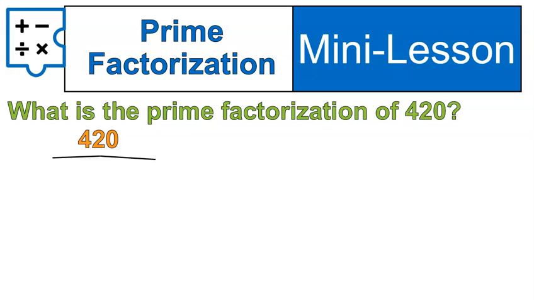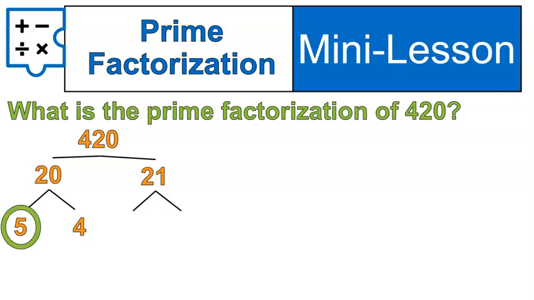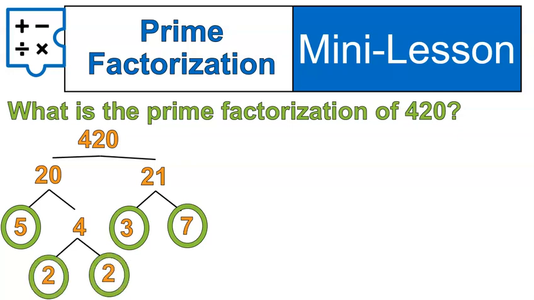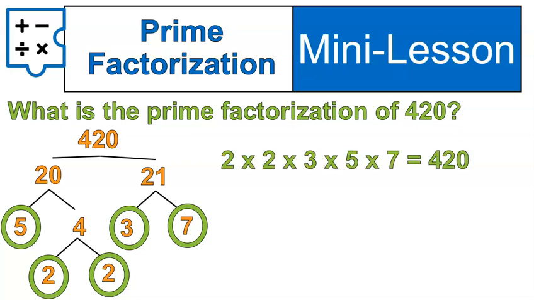Welcome back. I picked 20 times 21 as my initial factors. 20 is 5 times 4. 5 is a prime number. 21 is 3 times 7, and they're both prime numbers. And 4 is 2 times 2. Now you could have started with 10 times 42, and it would have worked out, and you would have gotten all the same prime factors. But these are the numbers I chose. Either way, you'll end up with this as your prime factorization.